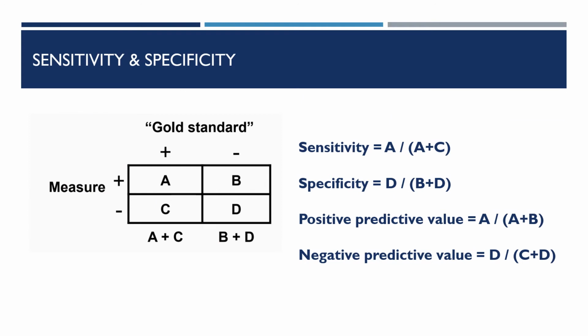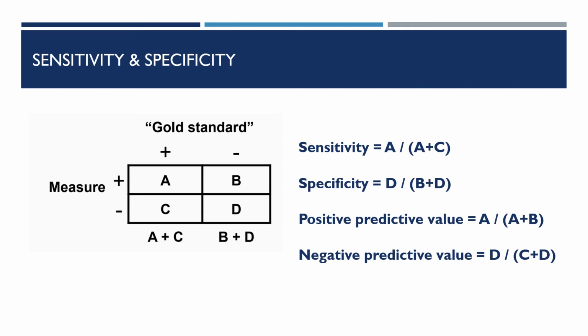Next, we talk about sensitivity and specificity, which are only used to measure validity. Sensitivity is the proportion of actual positives that are correctly identified as such. For example, the percentage of sick people who are correctly identified as having the condition. Specificity is the proportion of actual negatives that are correctly identified as such. For example, the percentage of healthy people who are correctly identified as not having the disease.